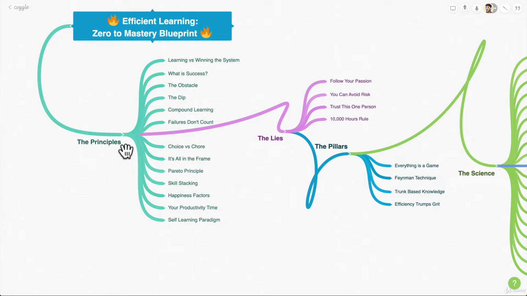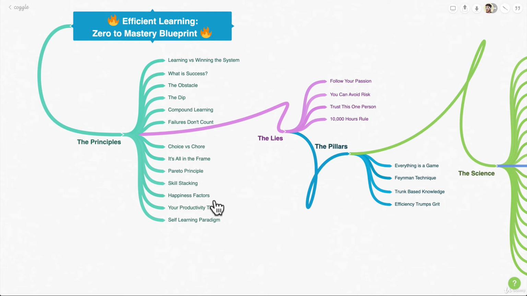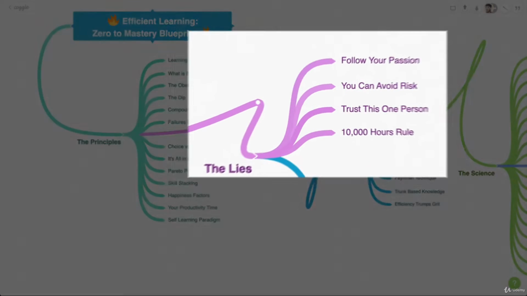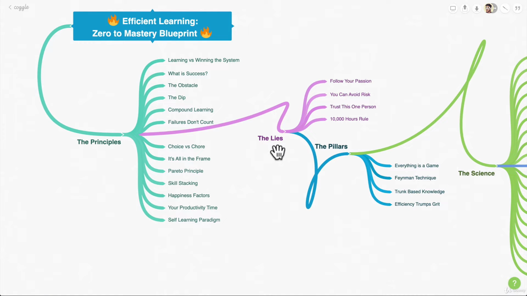We need to learn a few things and have the right frame of mind to really apply the techniques that we're going to learn later in the course. We're going to learn about really exciting topics like skill stacking, about the Pareto principle, and a lot of other things that we can apply as our foundation to learning. We then dive into the lies. These are the often told lies that we hear over and over when it comes to learning or growing in your career. We're going to debunk some of those lies.